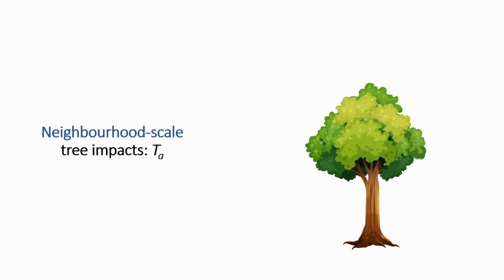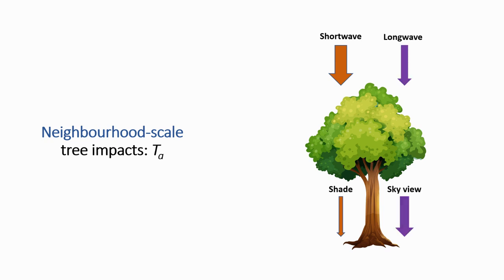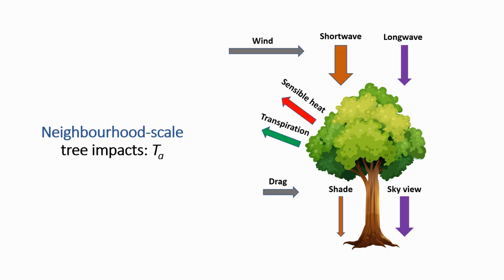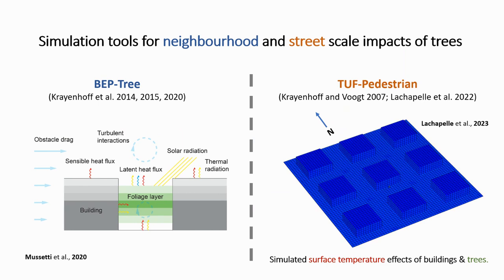There are multiple processes that either directly or indirectly impact air temperature. Obviously shade, so we're shifting where the radiation is being absorbed, plus that increase in long wave, the slowing of the wind, reduced ventilation, and then a shift in the energy we are intercepting. That's no longer fully going into sensible heat as long as the trees are able to transpire, and instead goes to latent heat. So these are the two models we've been working with, BEP tree and TOUGH pedestrian.